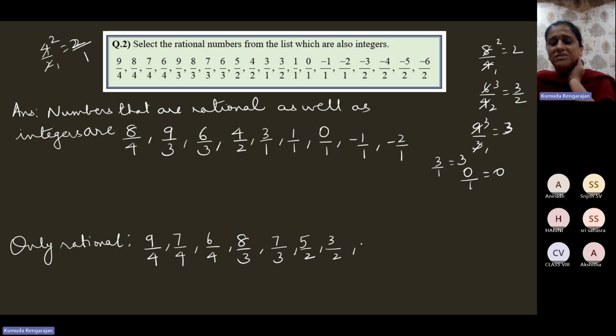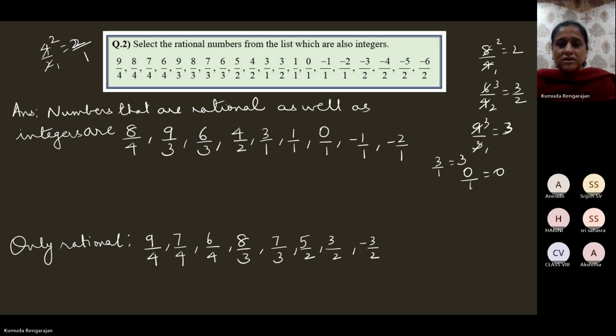Minus 3 by 2 cannot be simplified further, right? It's in the simplest form, minus 3 by 2. Yes, ma'am. And see, minus 3 by 2 is not a natural number. It is not the negative of a natural number. It's not 0. What is the definition of an integer? An integer is a natural number, or it is the negative of a natural number, or it can be 0. It should fall under one of these three.